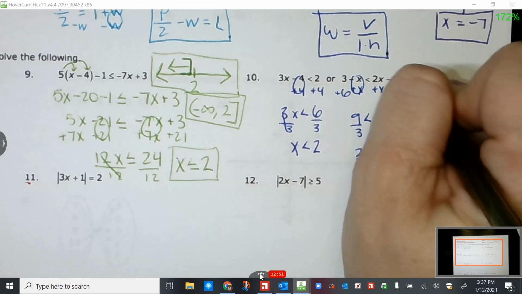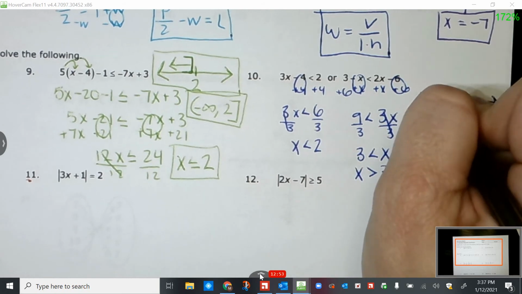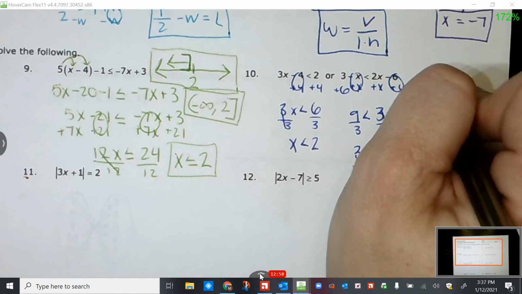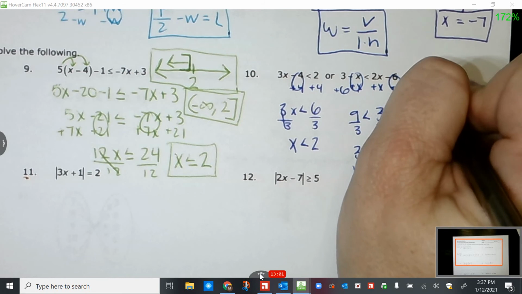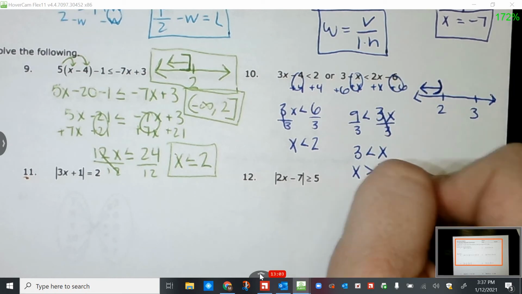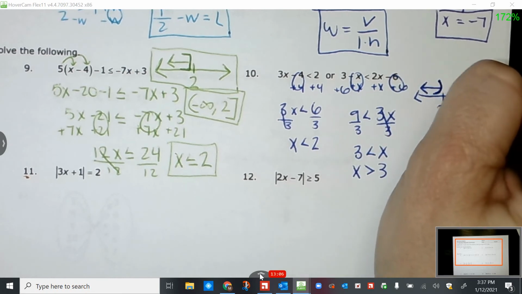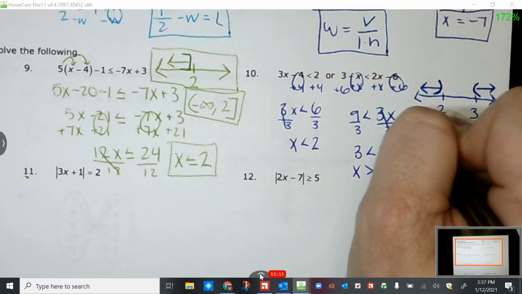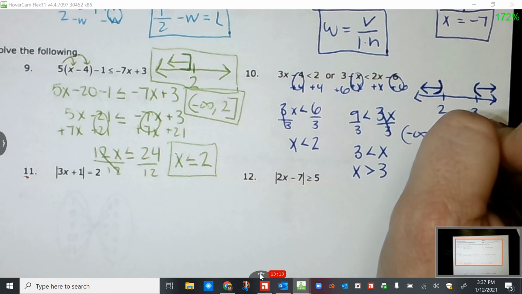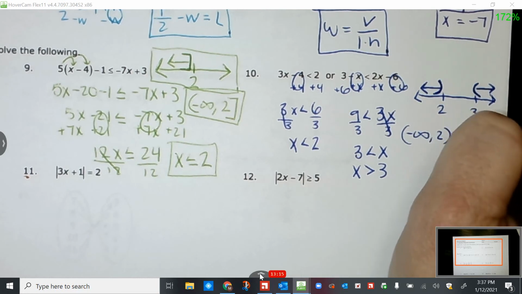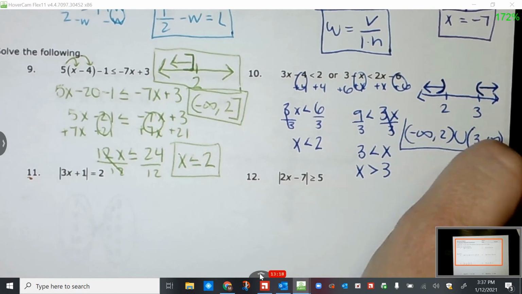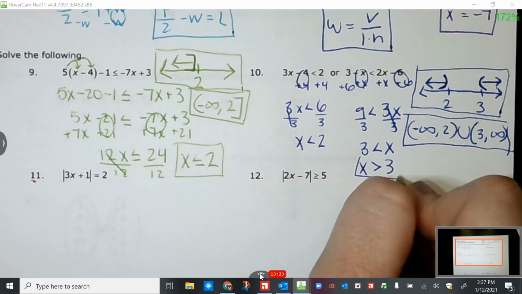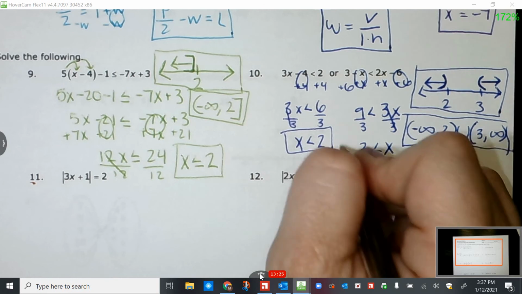So if we graph this, we have a 2 on the number line and a 3 on the number line. If x is less than 2, it goes that way, and it's not equal to, so it's a parenthesis. And x is greater than 3. Now remember, this is an OR problem, so it can be negative infinity to 2 or 3 to infinity. All of that is part of the answer.